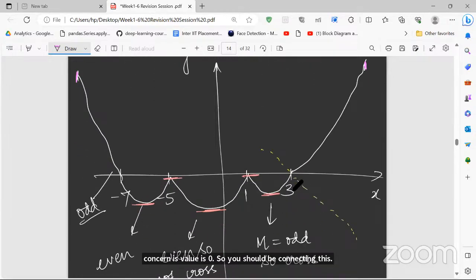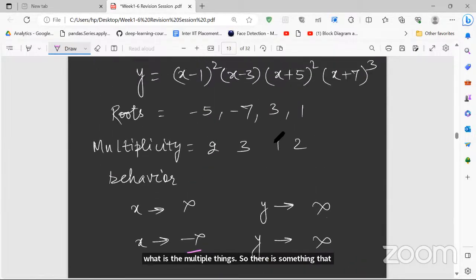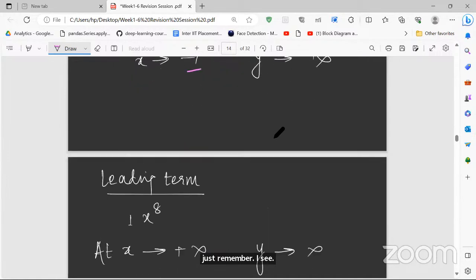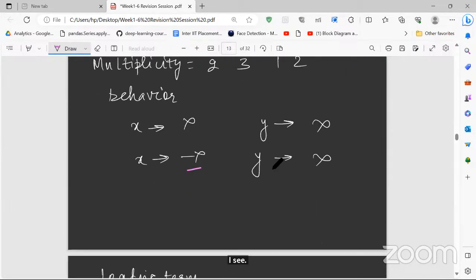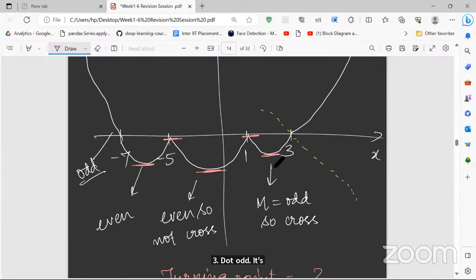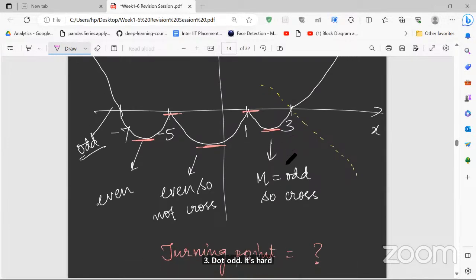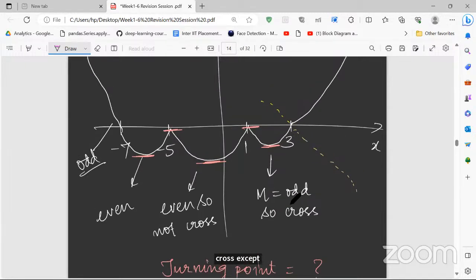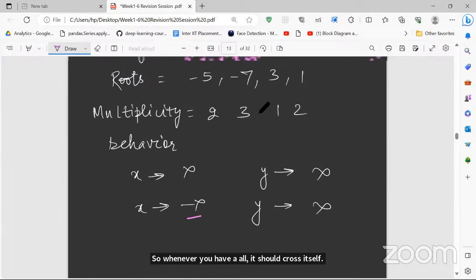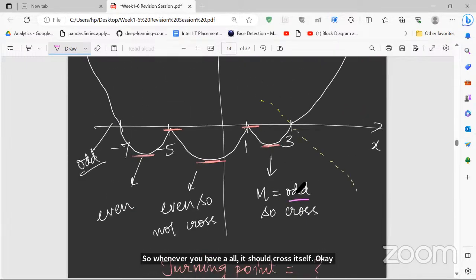Now you need to check the multiplicity. There is something you have to just remember. At 3, what is the multiplicity? Odd or even? It's odd. If it's an odd number, should it reflect back or cross the x-axis? It will cross. Whenever you have an odd multiplicity, it should cross the x-axis. We were having an odd number, so it crossed.